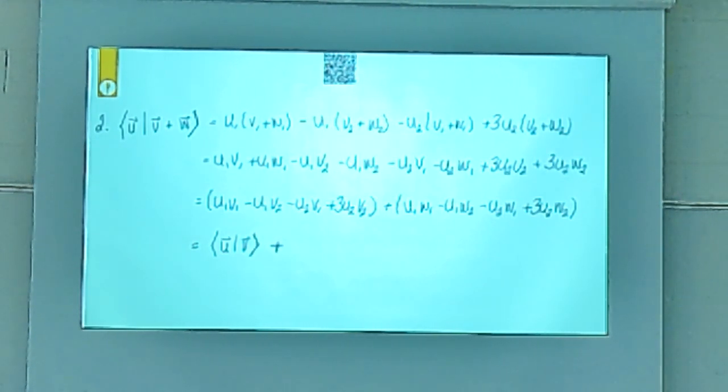What about that second grouping? Isn't that just the inner product of U with W? Oh, that's what we wanted. Second axiom has now been established.